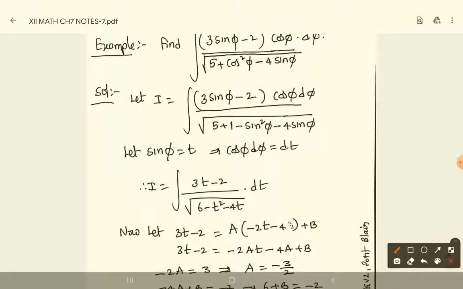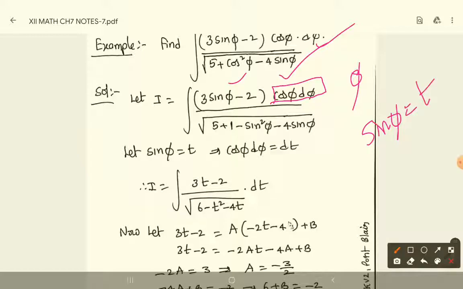Look, the question is the integral of 3 sin phi minus 2 into cos phi d phi by root over 5 plus cos square phi minus 4 sin phi. So phi is a variable here like x. 3 sin phi minus 2 into cos phi d phi is giving us a hint. That means you should take sin phi is equal to t.